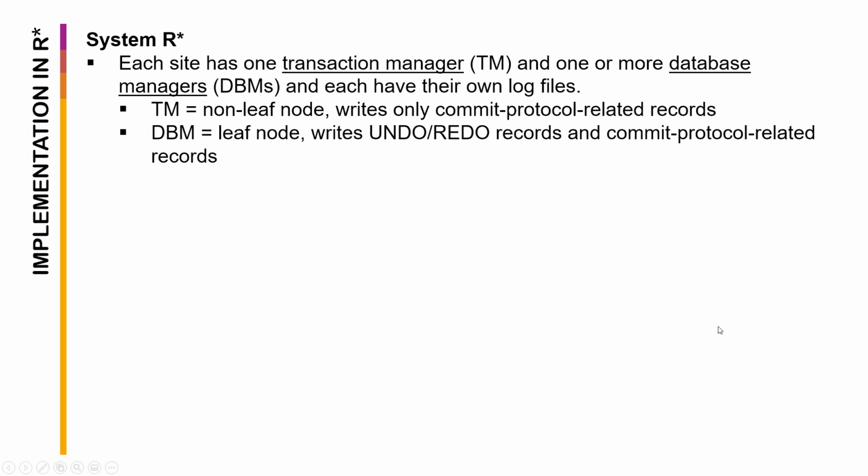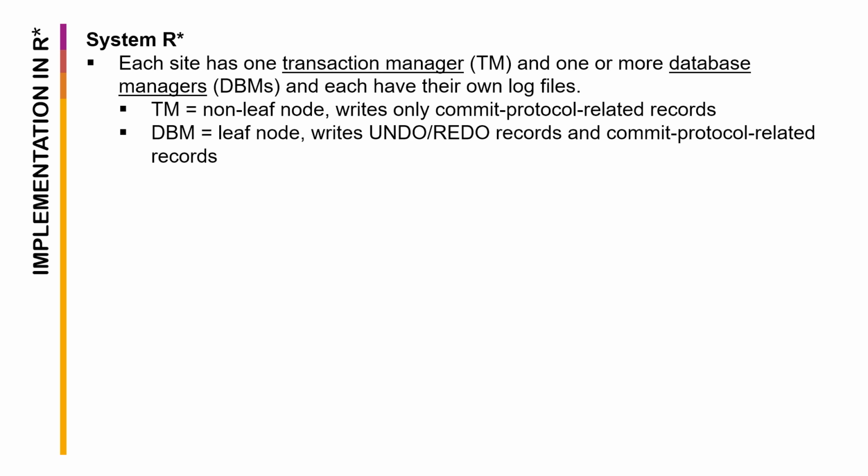Now let's look at how the authors implemented these commit protocols in System R*. System R* is an extension or an evolution of System R, which is a centralized database management system. Each site has one transaction manager and one or more database managers, and each of these has its own log file.